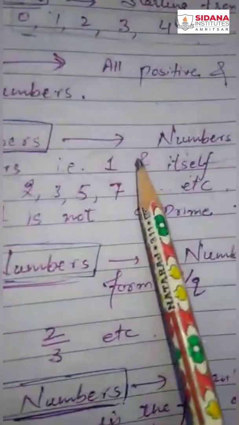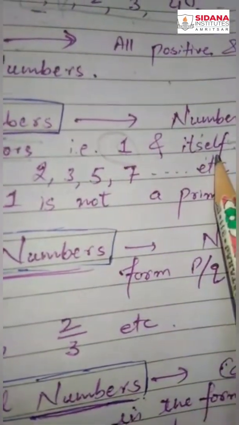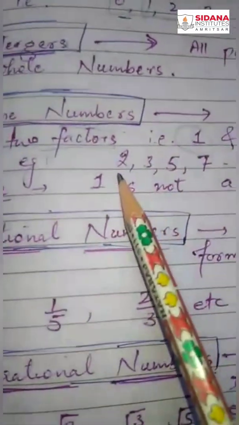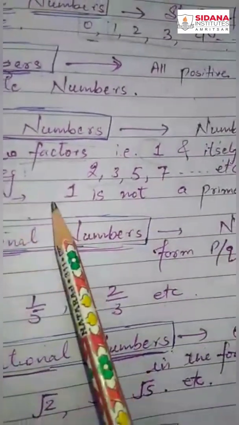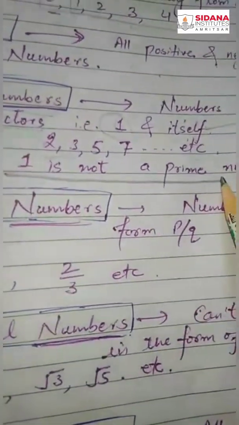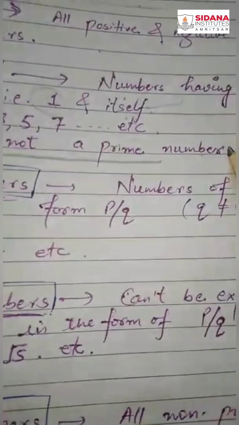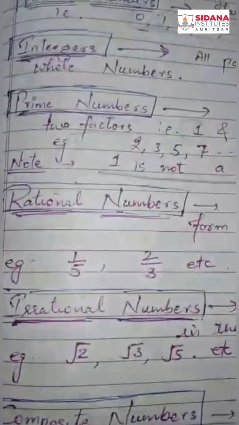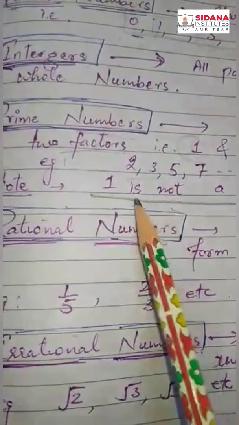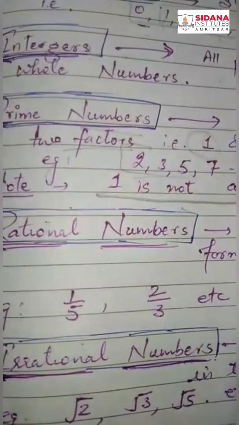So the numbers whose factors are only 1 and itself, meaning the same number, we call them prime numbers. But remember that 1 is not a prime. This is very important to note. Sometimes it is asked in the questions. So 1 is not a prime. Prime numbers start from 2.